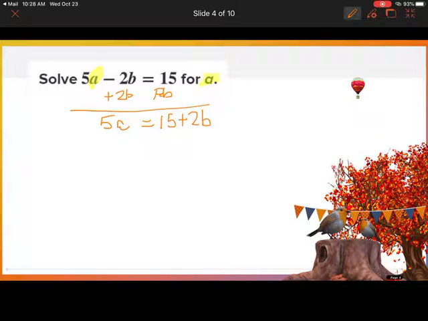Now, if we were going to solve for A then, we would just divide by 5 and divide by 5. So that leaves A equals 15 plus 2B all over 5. And we can just leave it like that.